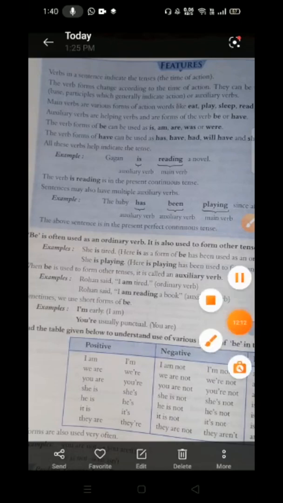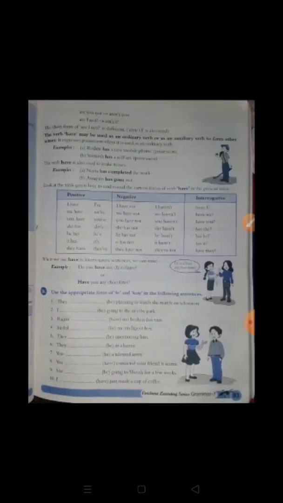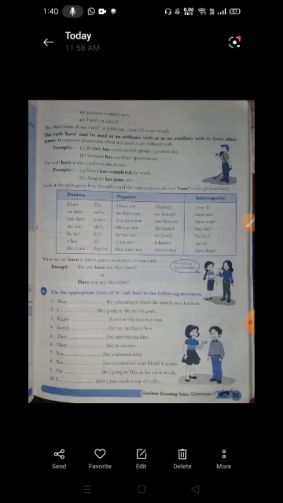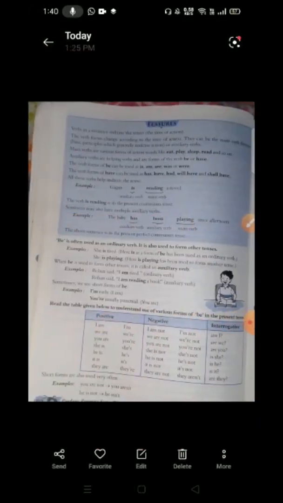And sentences may differ, sentences may change according to the tense, meaning a sentence can have multiple auxiliary verbs. So it's very important to understand, while using different kinds of auxiliary verbs or multiple auxiliary verbs, how the sentence differs from one sentence to another and how we are using tenses.